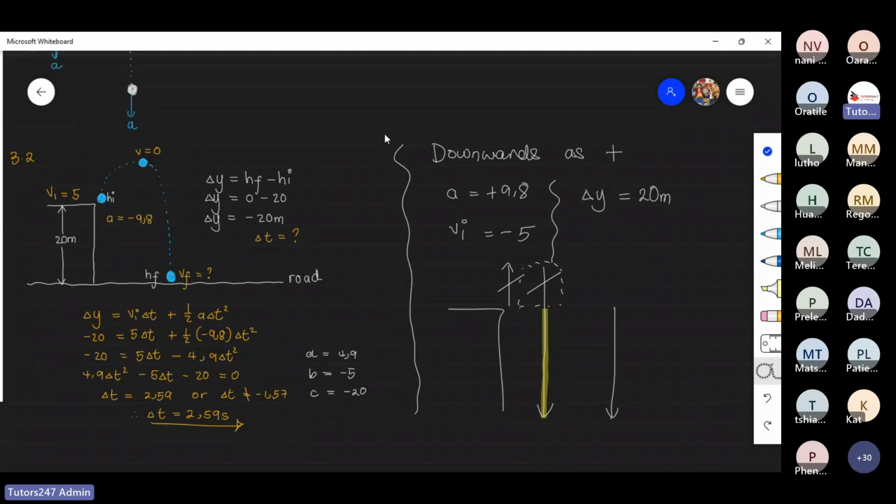Those that prefer to take downwards as positive, keep in mind, acceleration will be positive, initial velocity will be negative, and your delta y will be positive. Basically, whatever I have, your values will be the opposite. So if I have positive, you'll have negative. If I have negative, you'll have positive. It's always going to be the opposite.